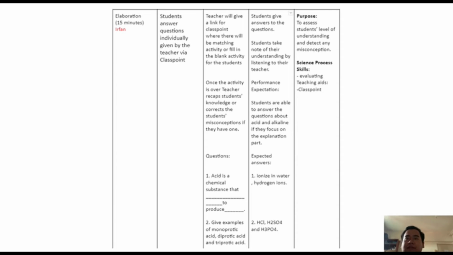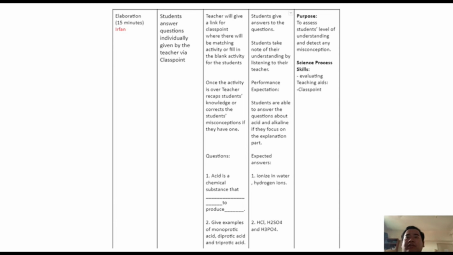And then once the activity is over, the teacher will recap students' knowledge or correct the students' misconceptions if they have any. So in this level, for the performance expectation, students are able to answer the questions about acid and alkaline if they focus on the explanation part. So this elaboration part is closely related with the explanation part, as if students successfully learn during the explanation part, then they should really enjoy this elaboration part.